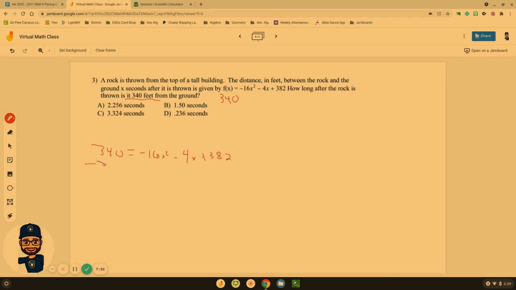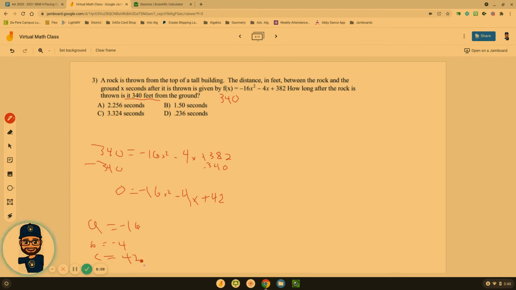So I've got to move this to the other side, right? And I'm going to subtract it from that 382, meaning 0 equals -16x squared minus 4x plus 42. So A is -16, B is -4, and C is 42.